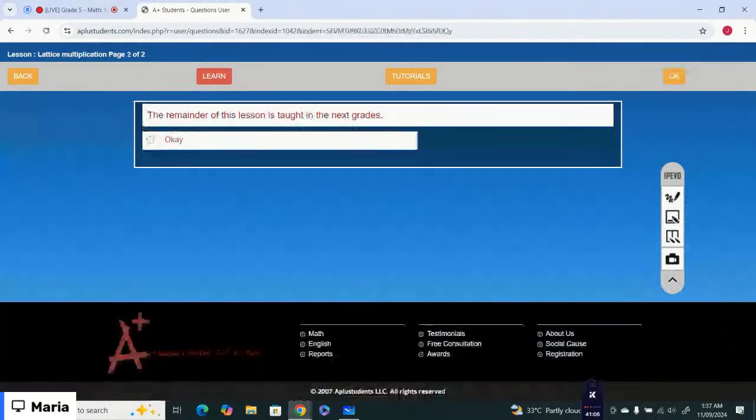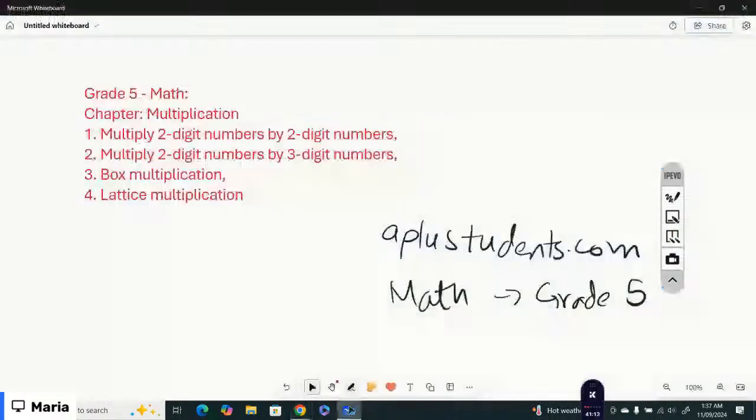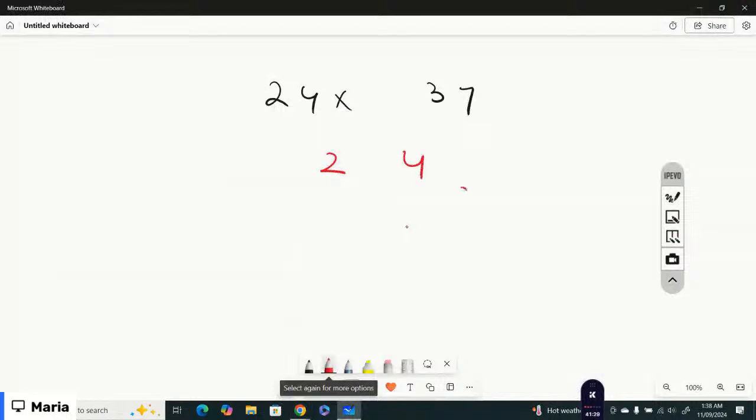That is another way to multiply, but you don't have any questions over here. Let me just do one example on the board. Just listen to me carefully. Maybe that would be helpful for you. For example, you have to do 24 times 37, right? Let's see how we multiply using the lattice method. You have 24 over here and 37 over here, right?